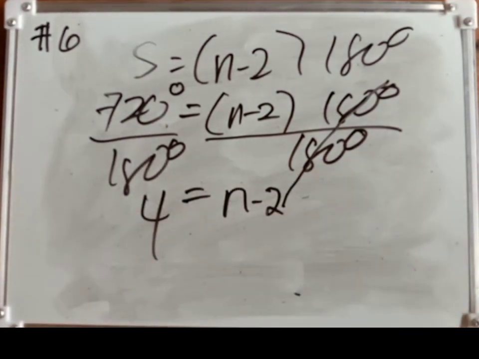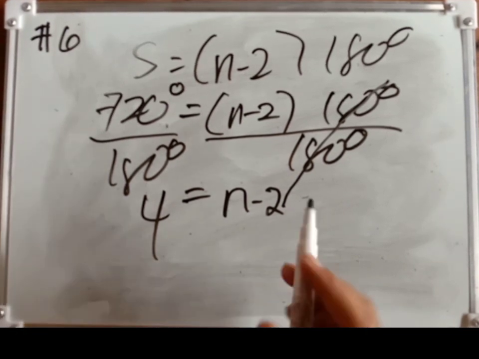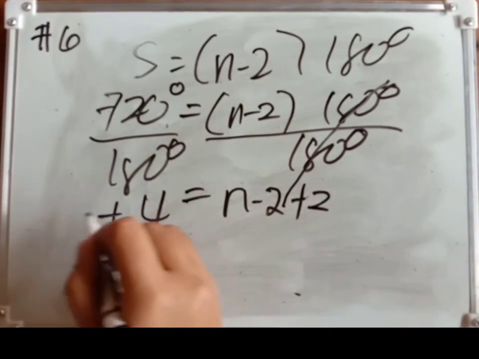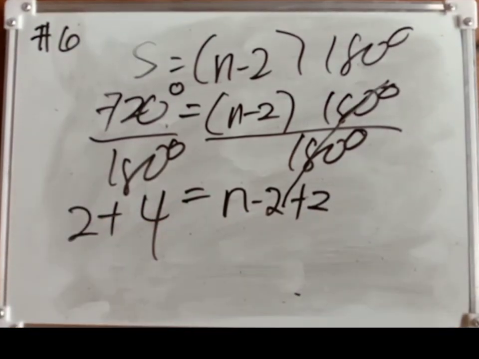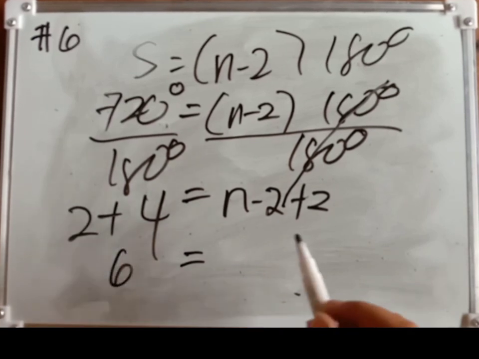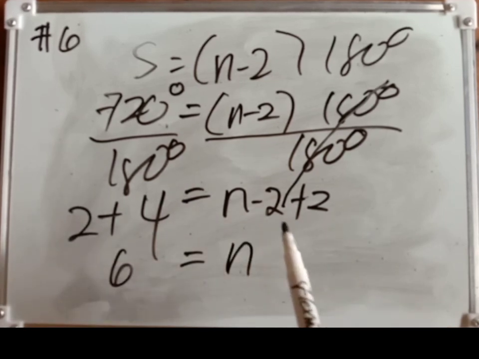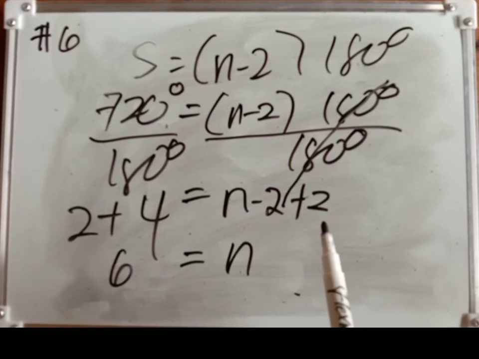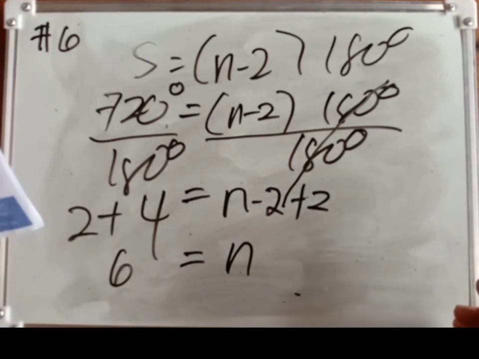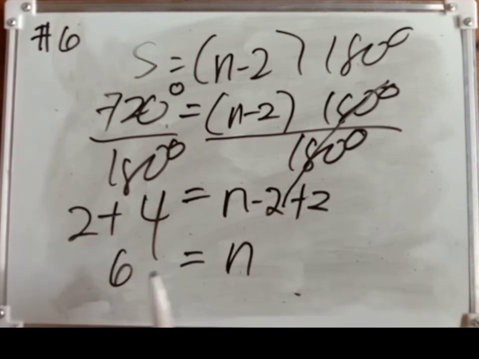So again, by applying the addition property of equality, 4 plus 2 is 6, and n minus 2 plus 2 is n. So therefore, a polygon is six-sided if the sum of its interior angles is 720 degrees.